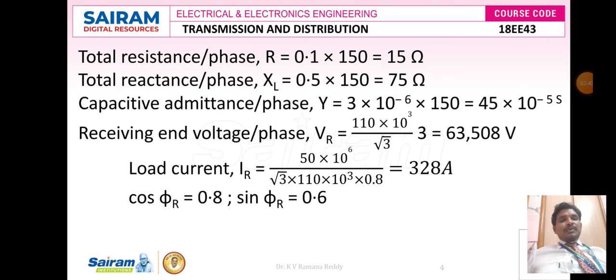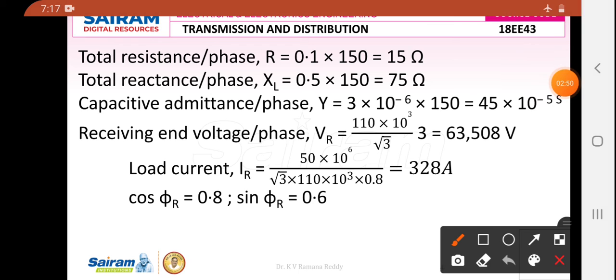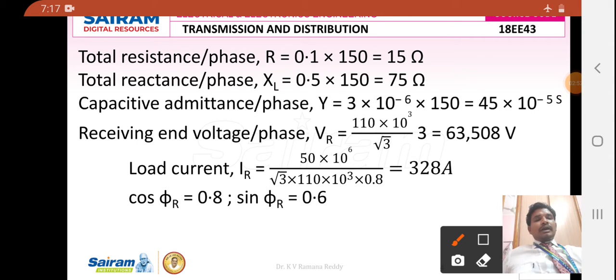So the total resistance per phase: per kilometer the resistance is given as 0.1 ohm, so for 150 kilometers, capital R is equal to 0.1 into 150, which gives 15 ohms. Similarly, the total reactance per phase, XL, is 0.5 ohms per kilometer, so for 150 kilometers it is 0.5 into 150, which becomes 75 ohms. Next, the capacitive admittance per phase, Y, is 3 into 10 to the power of minus 6 Siemens per kilometer. For 150 kilometers it becomes 45 into 10 to the power of minus 5 Siemens.